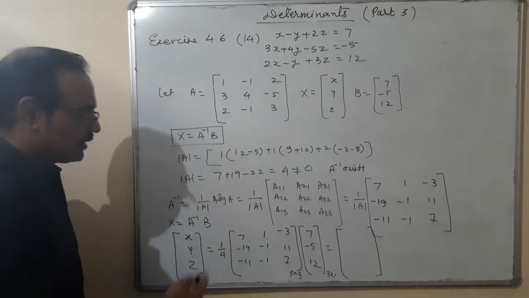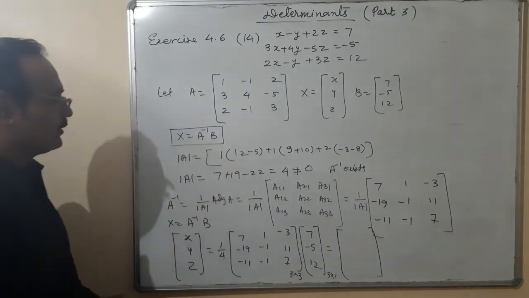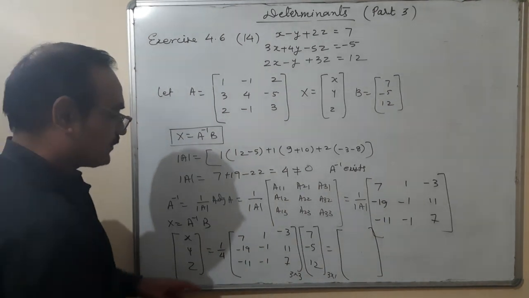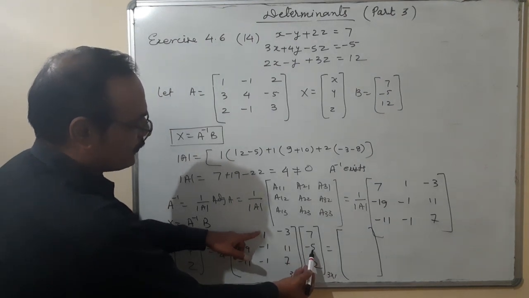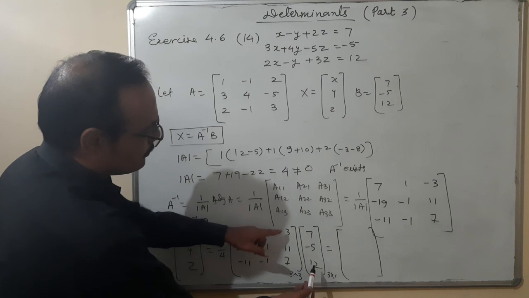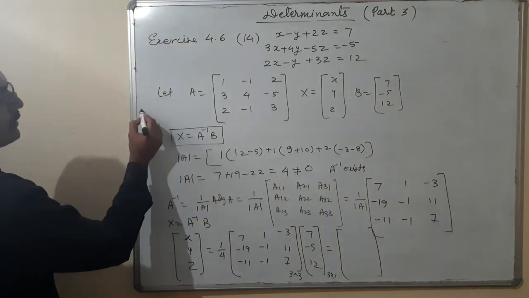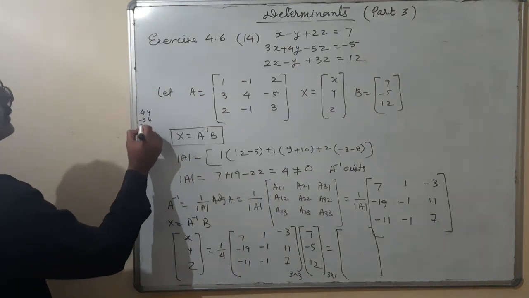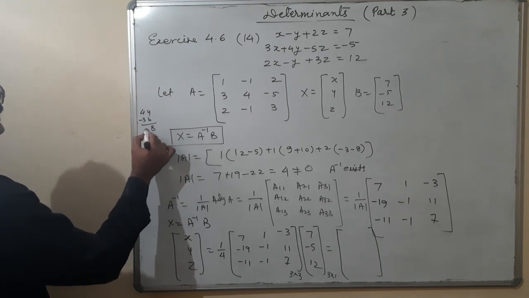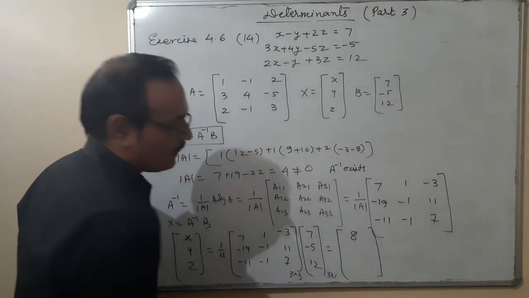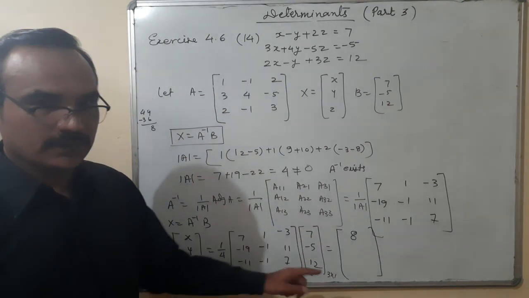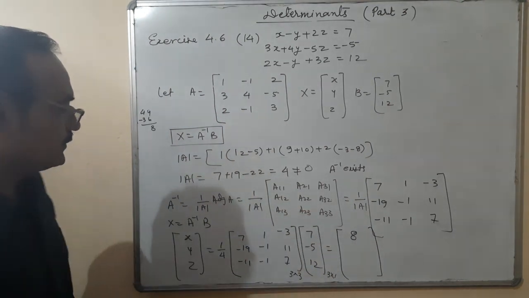3 rows, 1 column. First row multiplied by first column: 7 times 7 is 49, 49 minus 5 times 19 is 95... 44 minus 36, 14 minus 6, 8. It is coming 8. Okay, got it? First row, first column. Second row, first column.